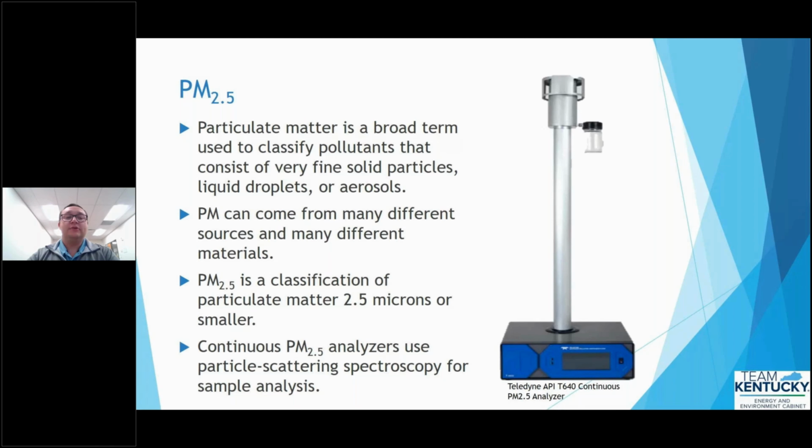We operate 14 continuous PM 2.5 analyzers at a total of 13 different sites around the state. We use the Teledyne API T640 PM 2.5 analyzer for that. The T640 uses particle scattering spectroscopy in order to determine the amount of PM 2.5 in the sample stream.